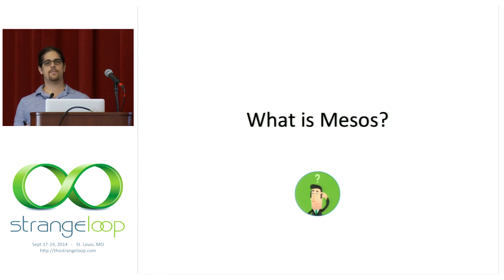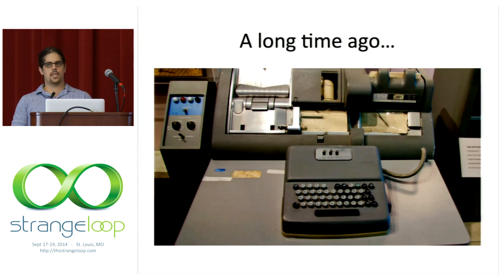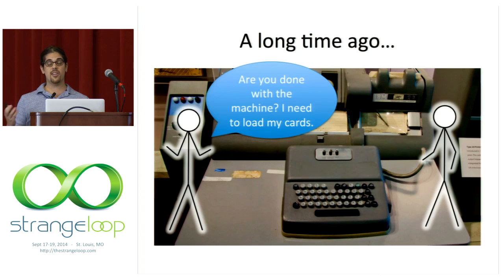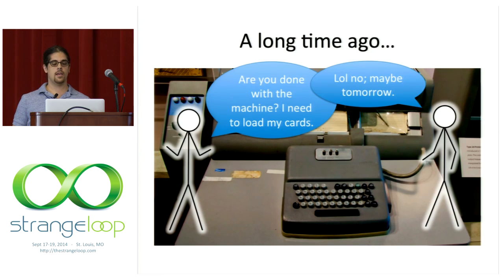So what is Mesos? The year is 1955, and just a few years ago, the first transistor-based machines were hitting the market. It was mostly vacuum tubes until then. And we have a punch card machine and a couple of engineers. The first engineer says, hey, are you done with the punch card machine? I really need to load my cards, start my computation. And the other engineer says, well, no, maybe tomorrow. Because with punch card machines, you can put one deck in at a time, and they take a while to process.